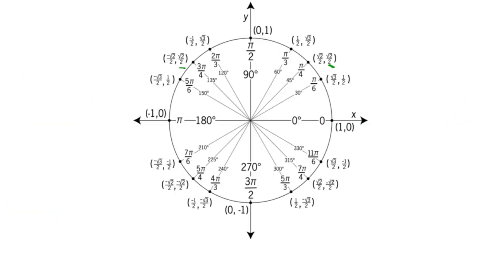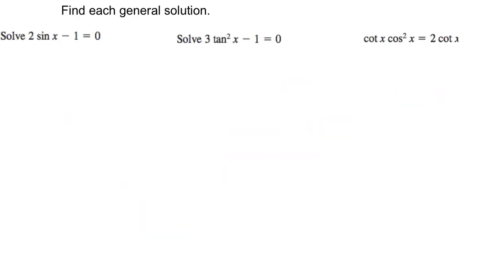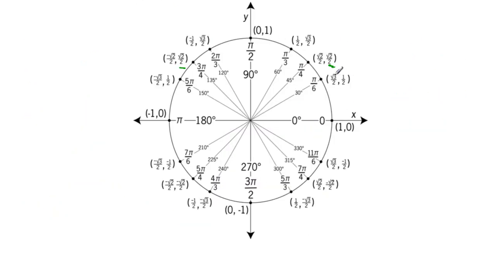Well, root 3 over 3 for cotangent of x, don't forget cotangent, that's x divided by y. So where do I take an x value, multiply it by y to get root 3 over 3? That's going to happen where my y coordinate is root 3 over 2. So that's going to be pi over 3, 2 pi over 3, 4 pi over 3, and 5 pi over 3.